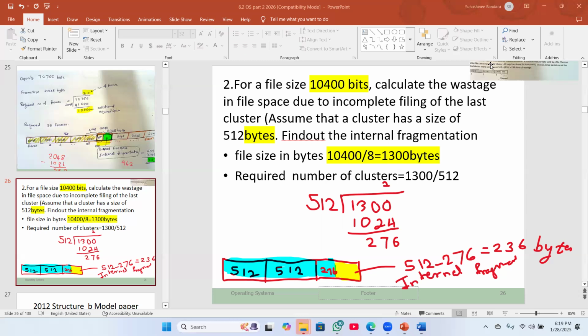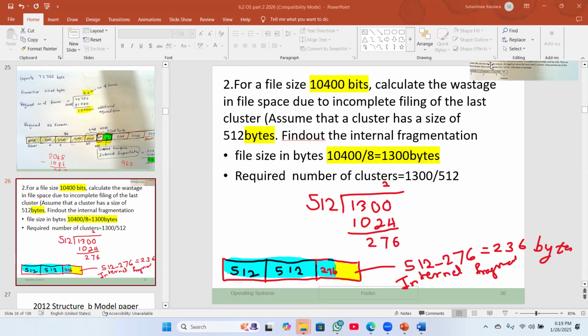Find out the internal fragmentation. So file size in bytes is 1,300. The required number of clusters means blocks. Just think it's a block. We need two blocks and for the remaining 276 to be saved we take one more, that means 3. So three clusters, 3 blocks are needed, but the remaining portion wastage is 512 minus 276. We will get 236 bytes as the internal fragmentation.